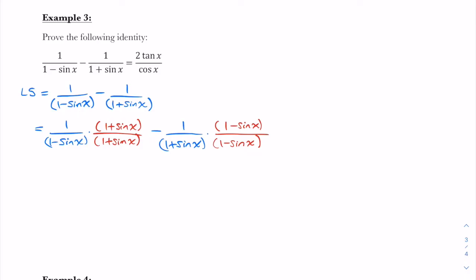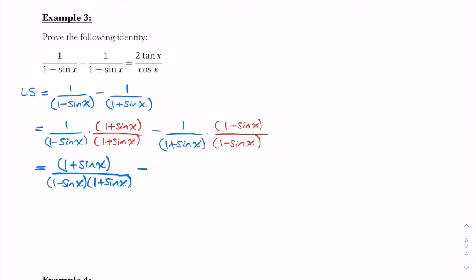Okay, so just like what we did back in Unit 1, we're going to multiply numerators and denominators. So 1 multiplied by 1 plus sine x is just 1 plus sine x over the product of 1 minus sine x multiplied by 1 plus sine x. Remember back in Unit 1 I told you not to FOIL the denominators? Well, for now we're not going to do that as well.